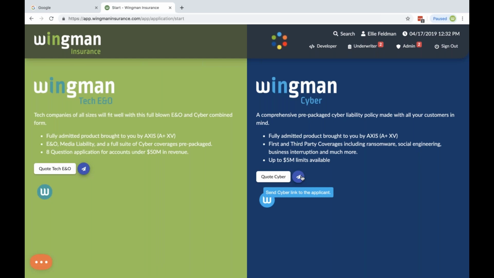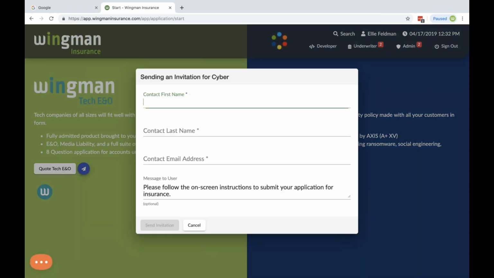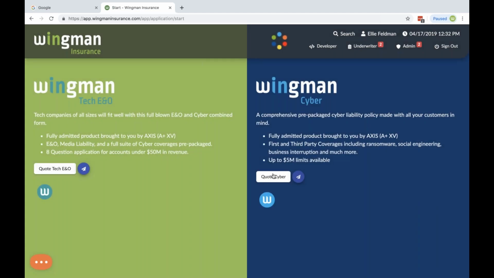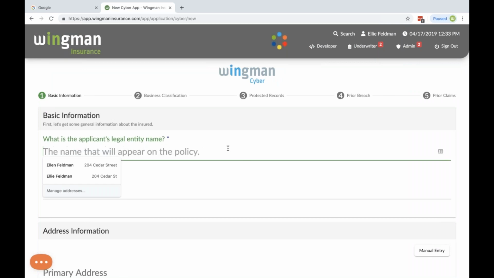So we're going to go through a quote, and the first thing I'll show you is this little dot right here. It says send cyber link to the applicant. You can send this electronically to your client. So it'll go to them, they complete it, goes back into the file, and then you release it and get a quote. So let's just show you how easy it is to quote a cyber account with Wingman.